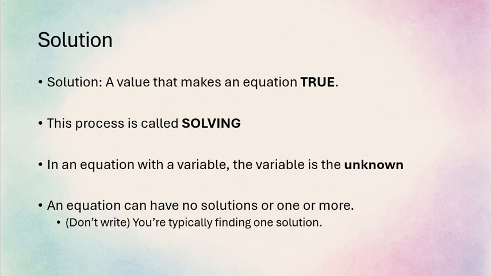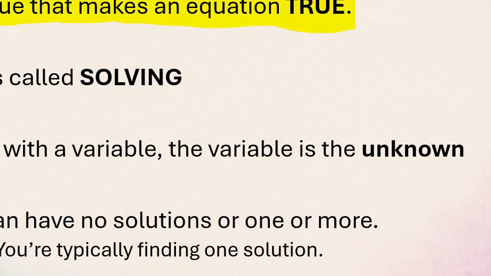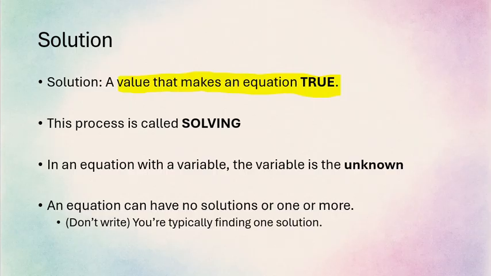Now, what's a solution? A solution is a value that makes the equation true. What you're going to do is solve. The process is called solving. Now, what is solving? Solving is just where you apply some rules algebraically, and then you find what the unknown number is. Okay.